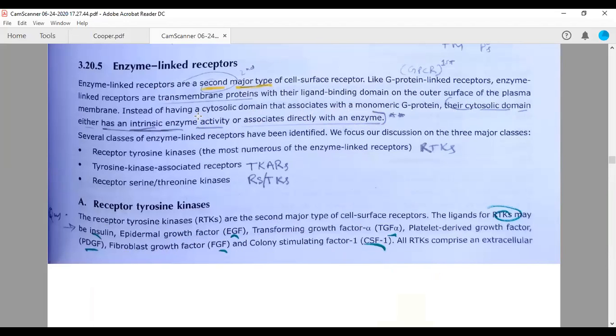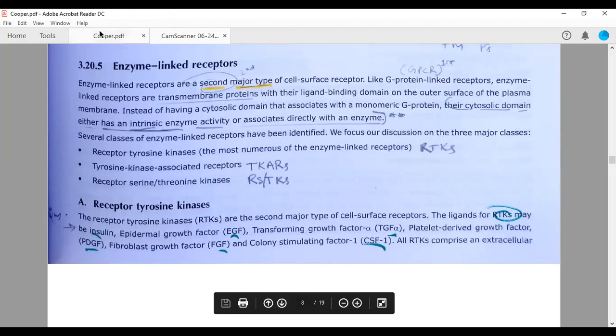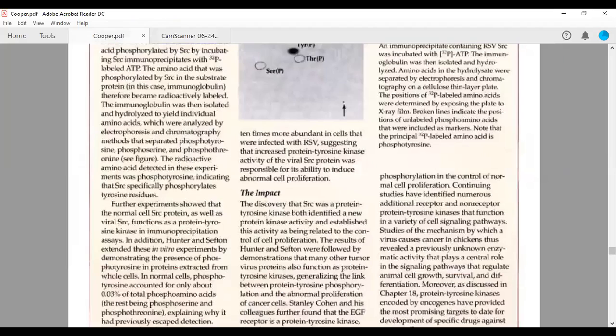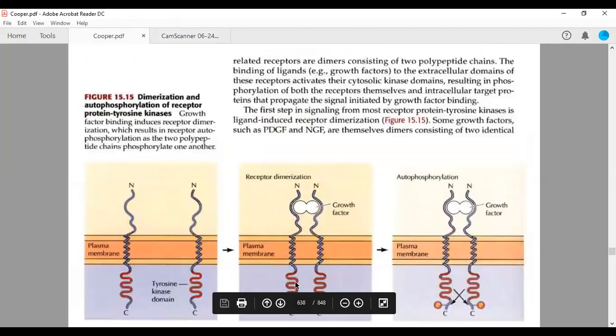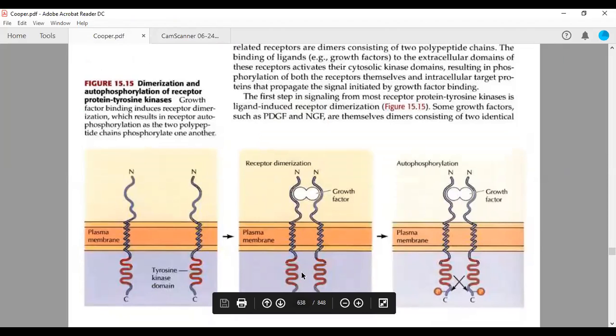So there may be two possibilities. Either they are having this intrinsic enzyme activity in their C-terminal domain. See here. Okay, so this is a receptor tyrosine kinase. So this red color stretch is a receptor tyrosine kinase.